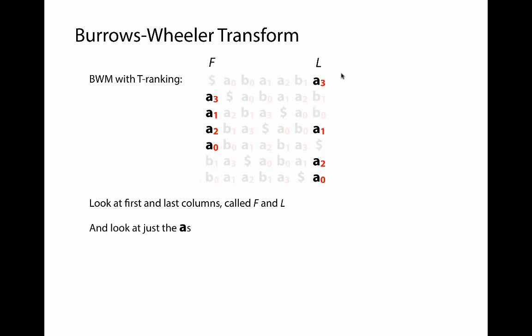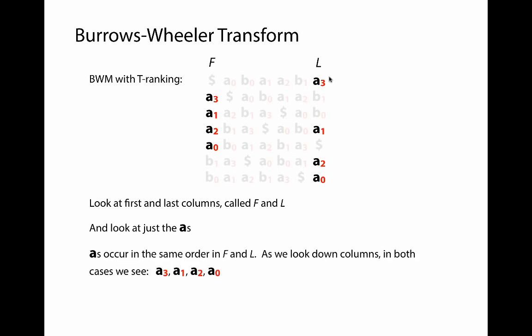And now let's hide even more. Let's hide everything but the A's in the first column and in the last column. We'll just look at these A's. Now you might notice something about these A's, specifically about the A's and their respective rankings, which is that they occur in the same order if you read them off top to bottom in the first column as they do in the last column, right? So if you read the A's in this first column, it's A sub 3, A sub 1, A sub 2, A sub 0. Over here it's A sub 3, A sub 1, A sub 2, A sub 0. Same order.